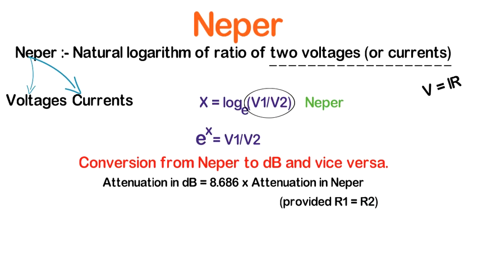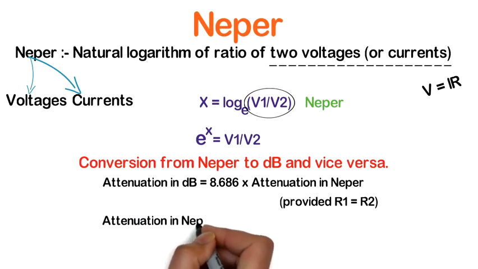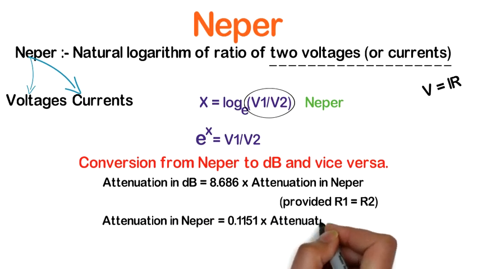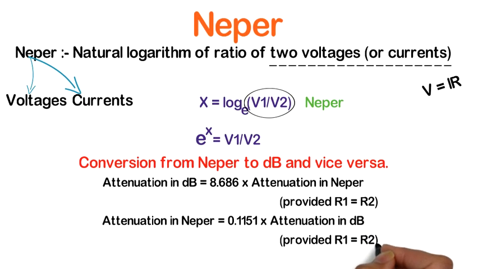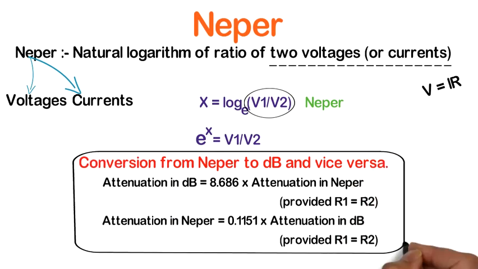That is, resistance will be the same. If you know the attenuation in dB, it can be calculated in terms of Napier by using the formula 0.1151 into attenuation in dB. Again the condition remains the same, that is R1 is equal to R2. So till now we understand two units in telecommunications and also the conversion parameter between dB and Napier. Let's move ahead understanding some more parameters related to transmission units.